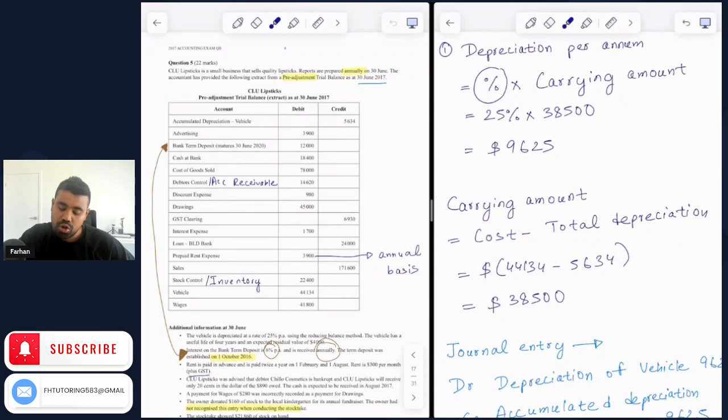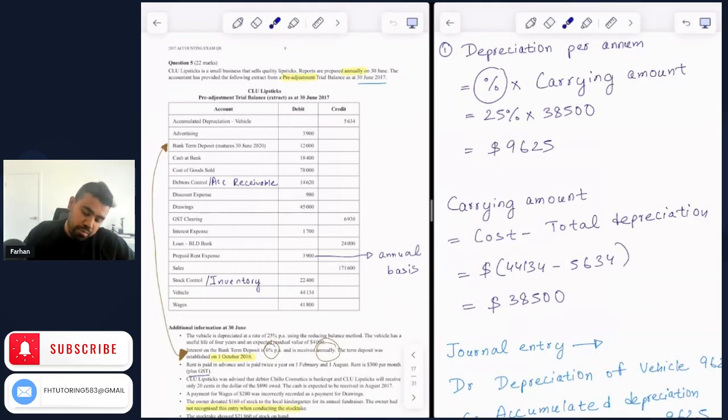Now, where do I get the original cost from? The cost of the asset, which is the vehicle, is what is going to be recorded within the debit column of the pre-adjusted trial balance. If you check the debit column of the pre-adjusted trial balance, you can see the vehicle is here at the end, and it's reported in the debit column as $44,134. So this is the cost value of this asset.